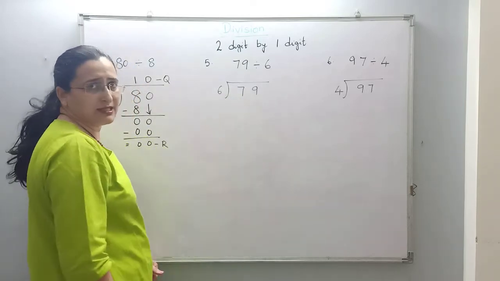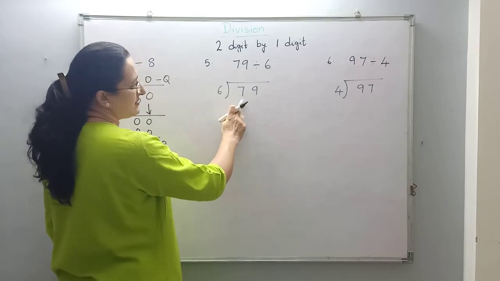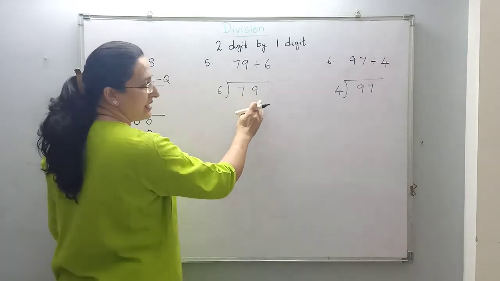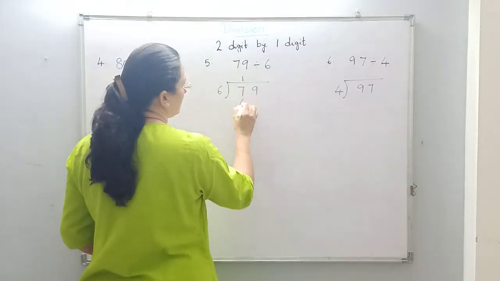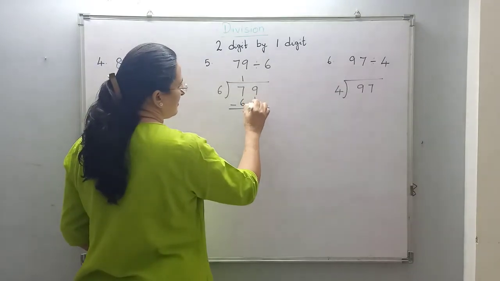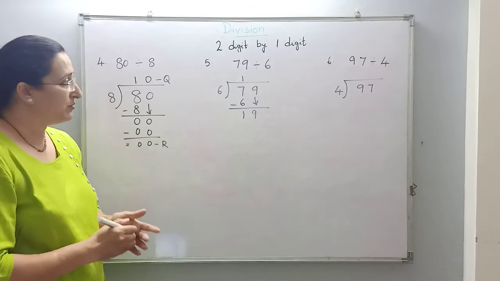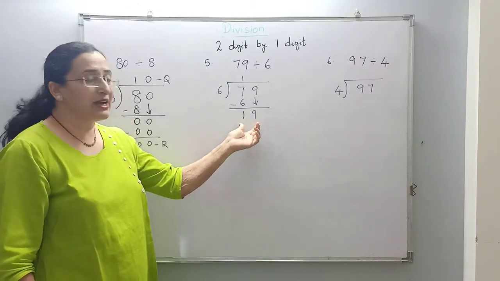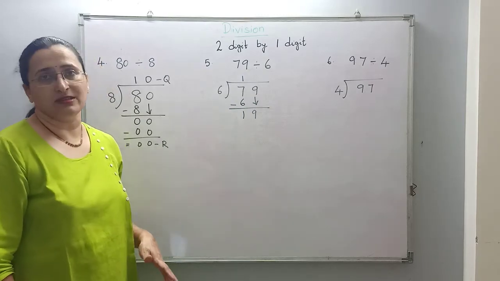79 divided by 6. Now again you see the first digit is greater than 6. So we have to divide 7 first. Then we can bring 9 down. So 6 1s are 6. 1 remains. Now I am bringing this 9 down. But now the number 19 is not in the table of 6. So how do we divide it?